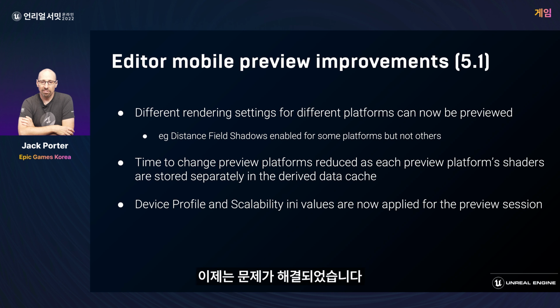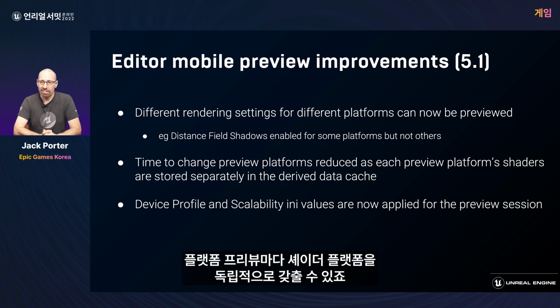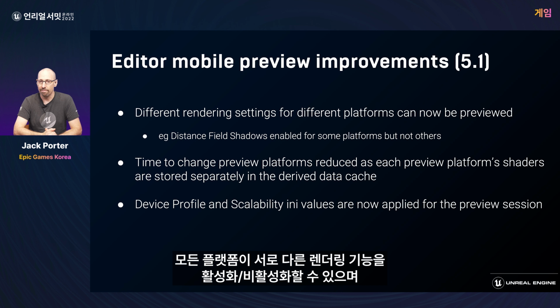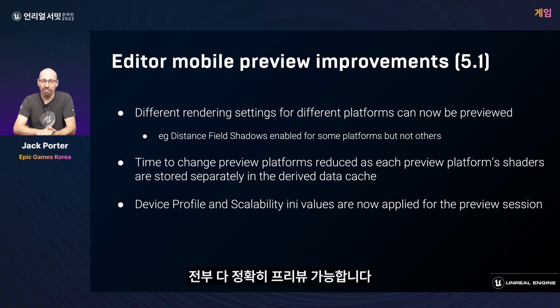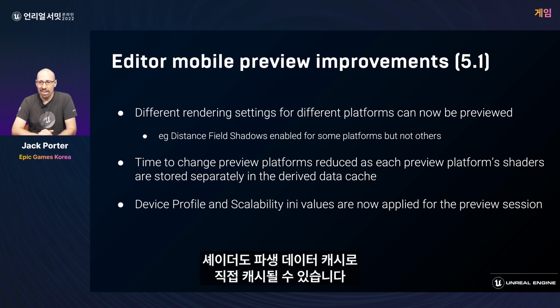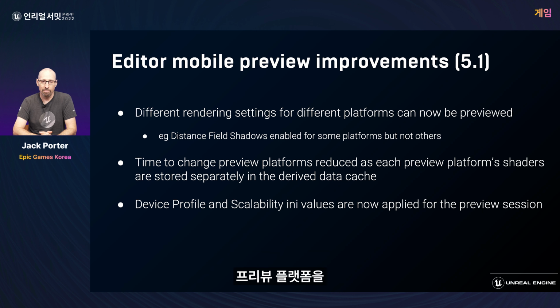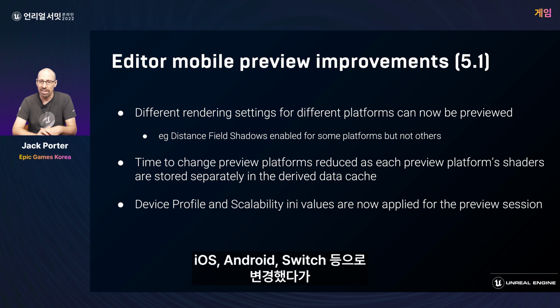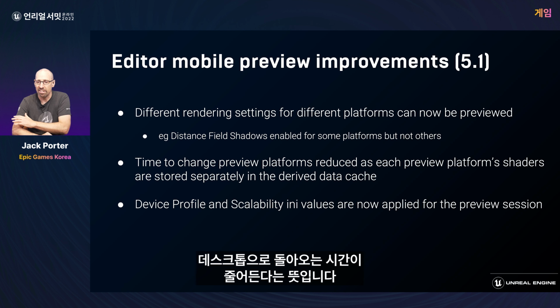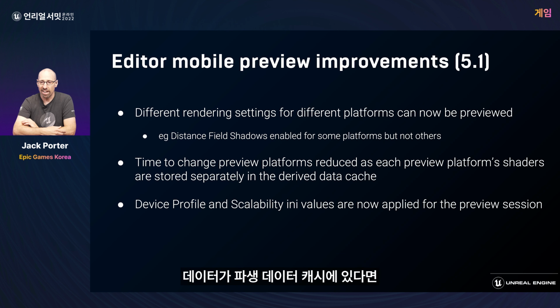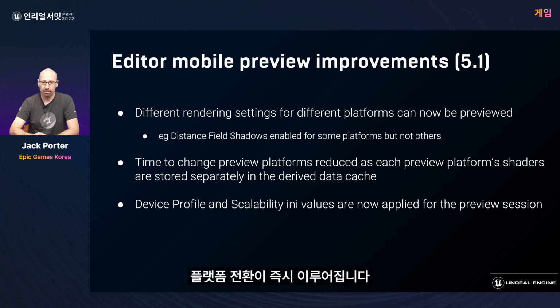This issue has now been solved by having independent shader platforms for each of the platforms you want to preview, and so all of them can have different rendering features enabled or disabled, and you can preview that correctly. Because these are independent, the shaders can be cached correctly in the derived data cache, and this means the time to change preview platforms between iOS and Android and Switch, and then back to desktop, is reduced. And if the data is in the derived data cache, then it's pretty much instant to switch.